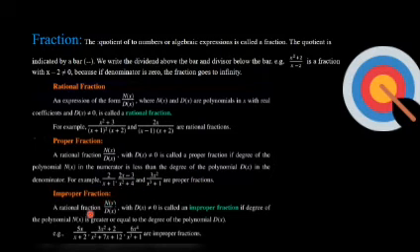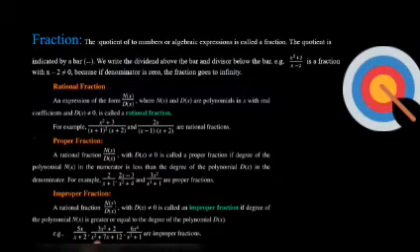What is an improper fraction? Any rational fraction in which numerator has degree equal to or higher than the denominator. Such type of fraction is called an improper fraction. For example, 5x divided by x plus 2. Here x has power 1 in the numerator and in the denominator x has power 1. So these two are equal, hence it is called an improper fraction. So equal to or greater are the two conditions for an improper fraction.